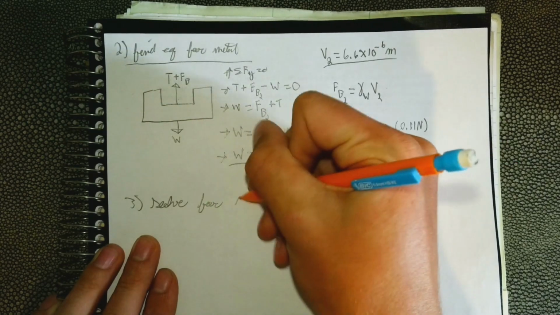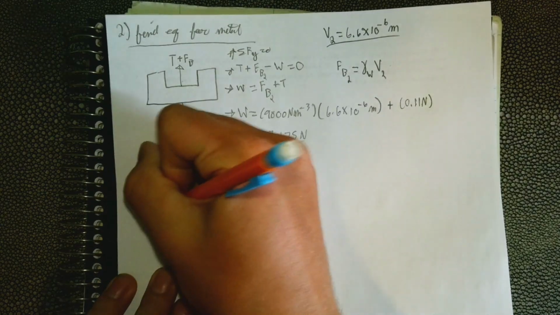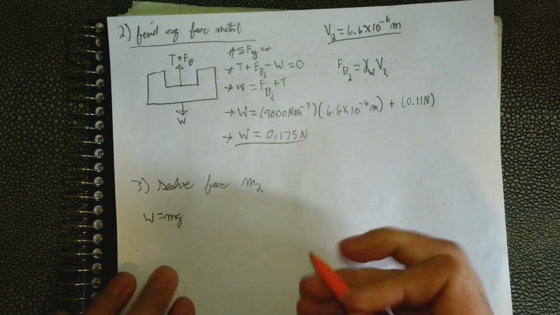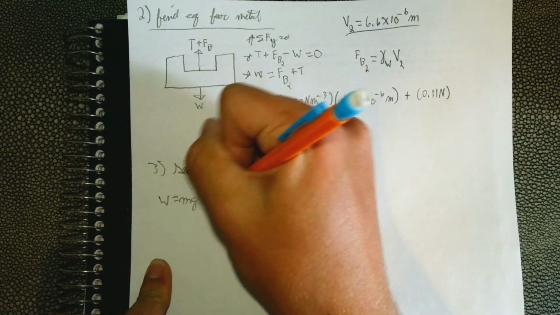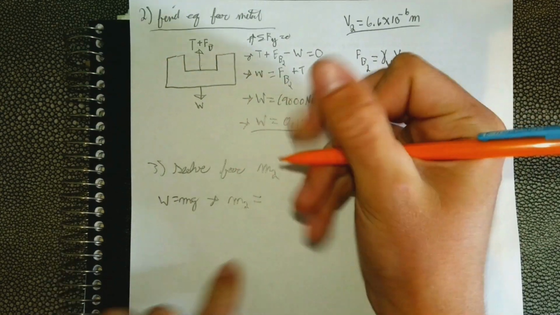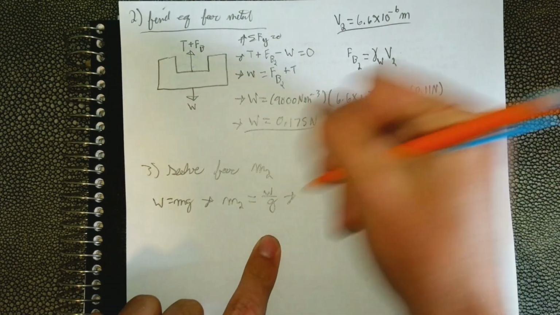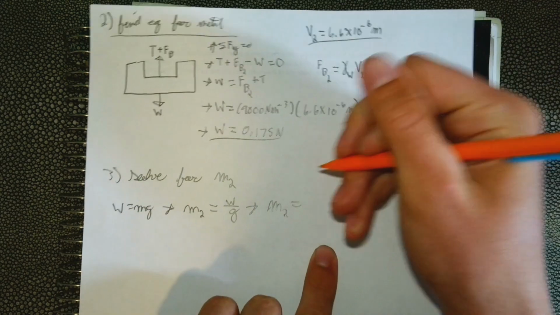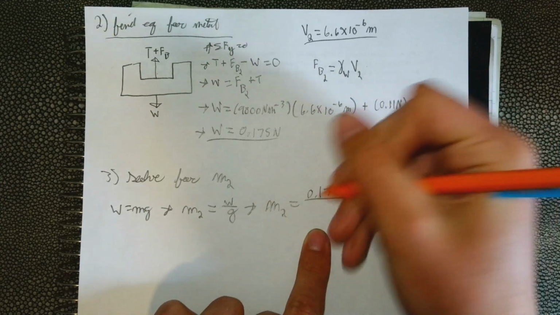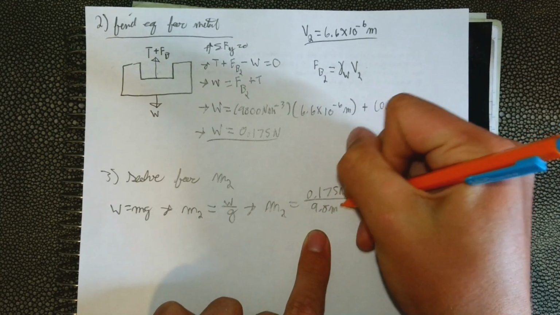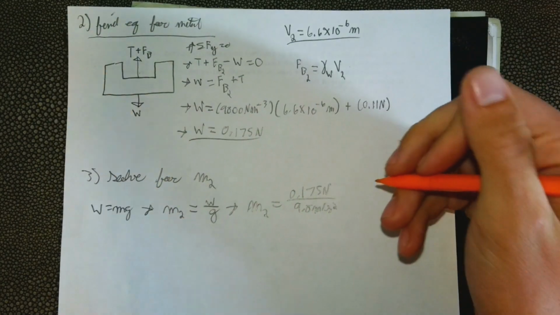Okay, so now we need to solve for the mass of object 2, which is the metal. So we know that weight equals mg, right? We know gravity, we know weight, and we're solving for m. So let's rewrite this, say m2 equals weight over gravity. So m2 equals 0.17 newtons, and then gravity's 9.81 meters per second squared.